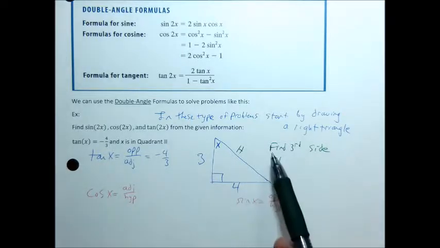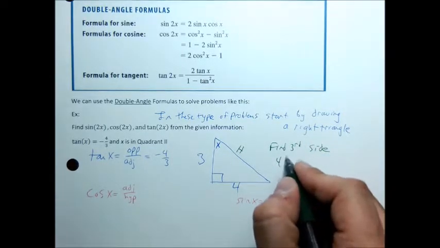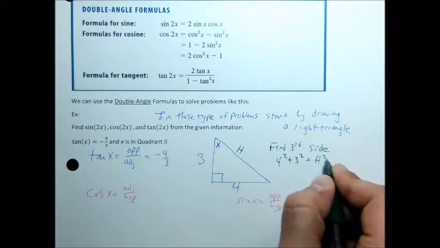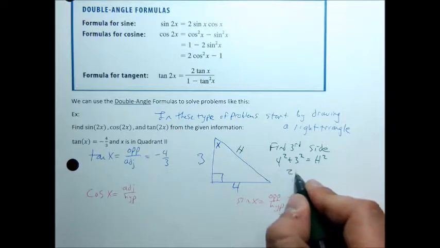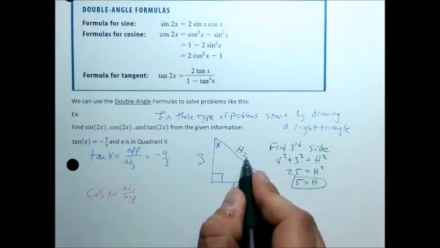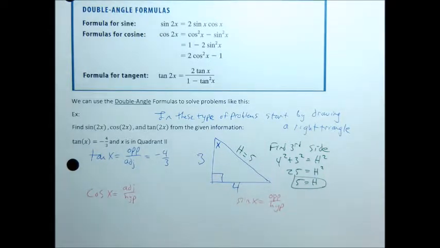This is a 3, 4, 5 triangle. So if you already know h is 5, you can just jump right to the answer. If that's not clear, you can do 4 squared plus 3 squared equals h squared. And then you get 25 equals h squared, and you'll get 5 equals h. Right? And so h, this missing side, is 5. And that lets us fill in the rest of these formulas.